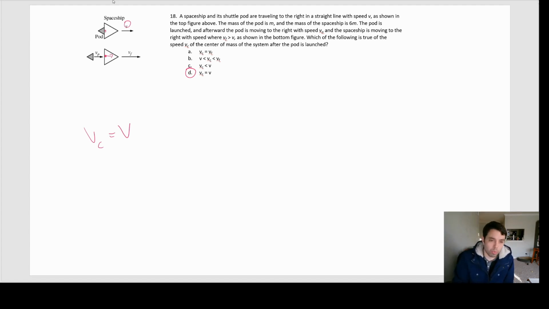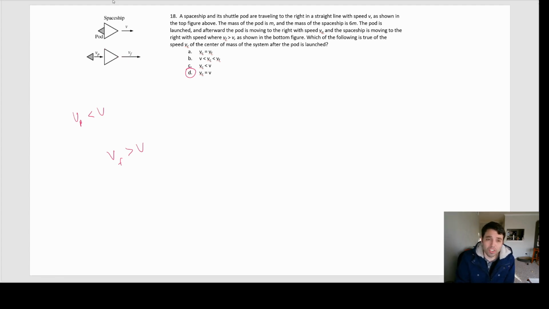Now, if that's not clear enough for you, I'll say a little bit more about it. When this pod gets shot backwards, isn't it true that the velocity vp is going to be less than v, the original velocity? But also, vf is greater than the velocity v. So while the pod is slowing down, and some of the mass is getting further away from the spaceship, the spaceship itself is actually speeding up, getting further away from the pod.